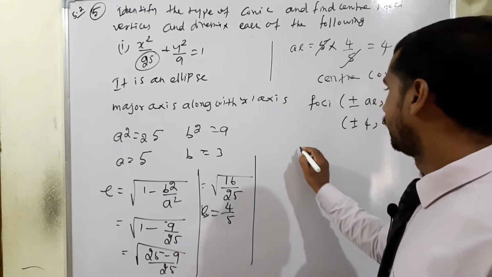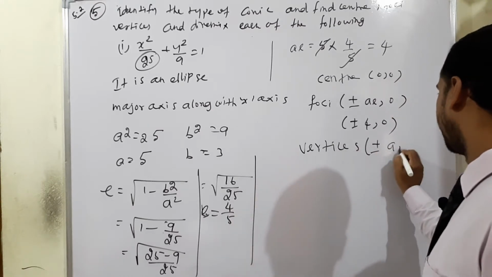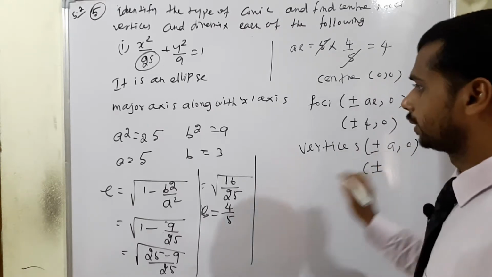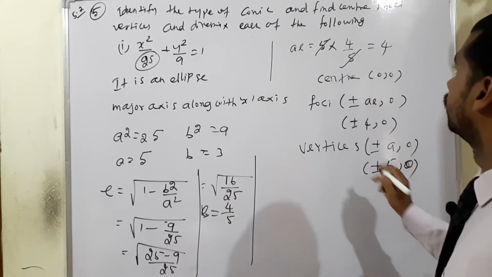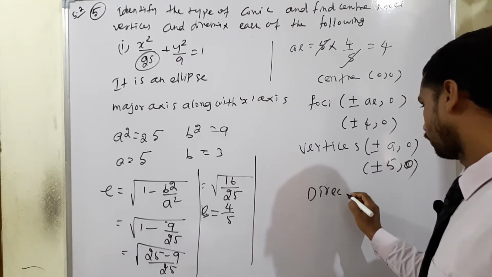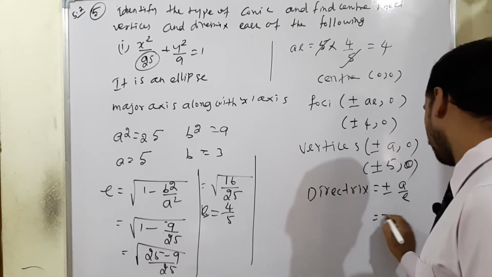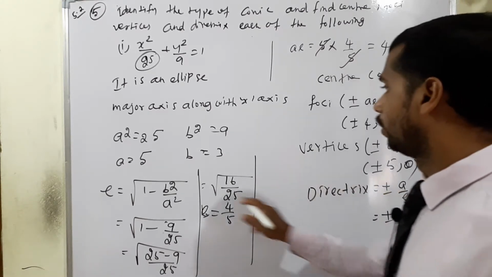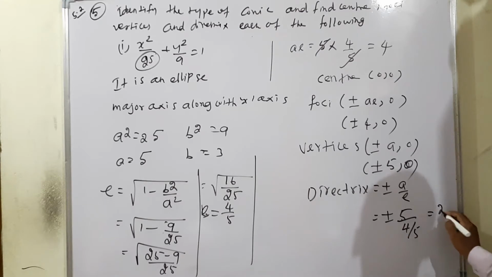Next, vertices. Vertices means plus or minus a, 0. So a is equal to 5, giving plus or minus 5, 0. The last one, directrices. Directrices means plus or minus a by e. a is equal to 5, e is equal to 4 by 5, therefore 25 by 4, that is the directrix.